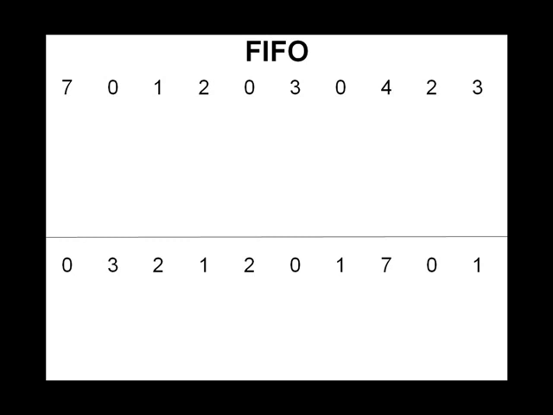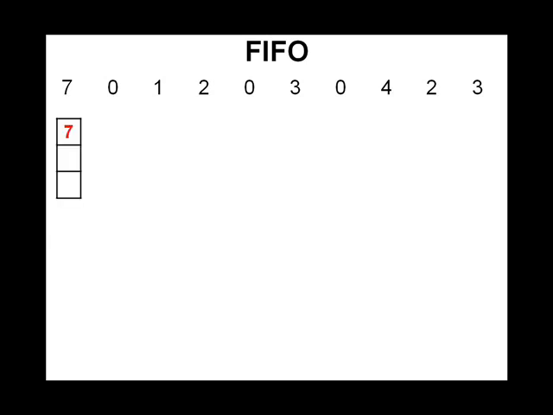Let us start. The first page is 7. The frames are empty, so we will insert the 7 into the frames. So a page fault occurs and the 7 is inserted into the frames. Next 0. There are 2 free frames, so we can insert 0 also. Next 1. We have 1 free frame. So here a page fault occurs, we will insert 1.